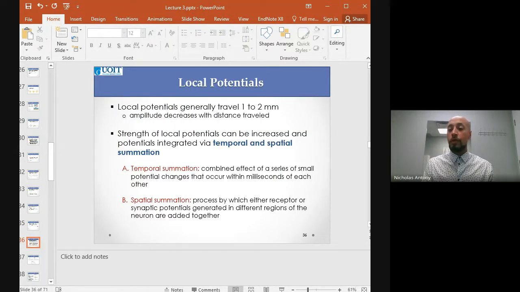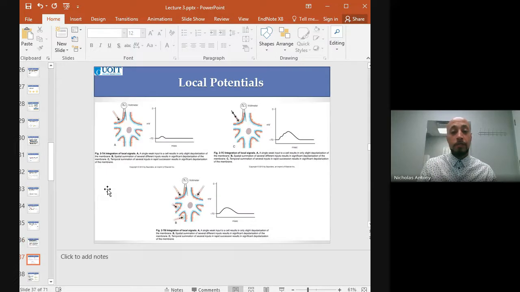So Joseph, you're asking about temporal and spatial summation. Yes, that's correct. So the two ways that these local potentials that we're discussing can summate or add up is through temporal summation, through time. Spatial summation is through space. So let's look at what that means.